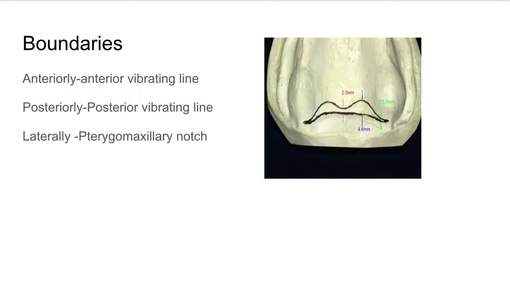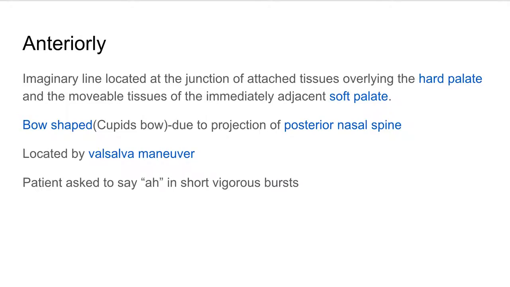The boundaries of the posterior palatal seal. First off, the major function of the posterior palatal seal is to provide retention. Keeping that in mind, the boundaries anteriorly are the anterior vibrating line and posteriorly the posterior vibrating line. Laterally, the pterygomaxillary notch. Anteriorly, now, anterior vibrating line.